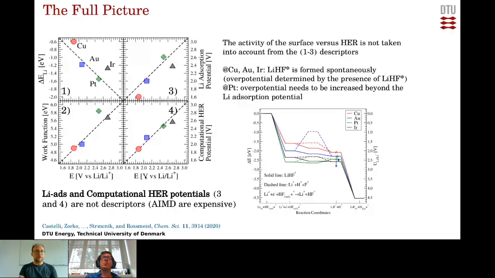Points three and four, the lithium adsorption potential and the computational hydrogen evolution reaction potential, cannot really be called descriptors, because for a descriptor to be a descriptor it needs to be something that we can calculate really fast. In these two cases, we need ab initio MD calculations that usually take several months of work. So this is something that we can do only for selected structures or selected electrodes.